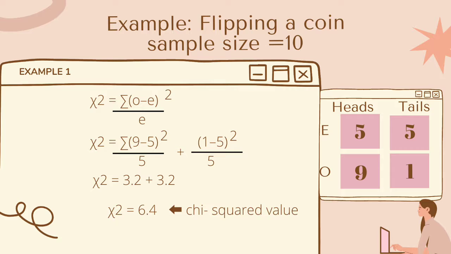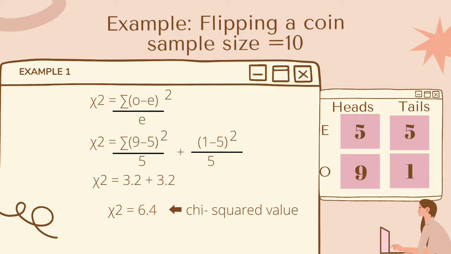So, first for the heads. The outcome for heads is 9 minus the expected value for heads, which is 5, squared, and 5 as the denominator. Meanwhile, for the tails, the outcome is 1, minus the same 5 as in heads. So how do we get the 3.2? 9 minus 5 is equal to 4. And then, 4 squared is 16. So it becomes 16 over 5.